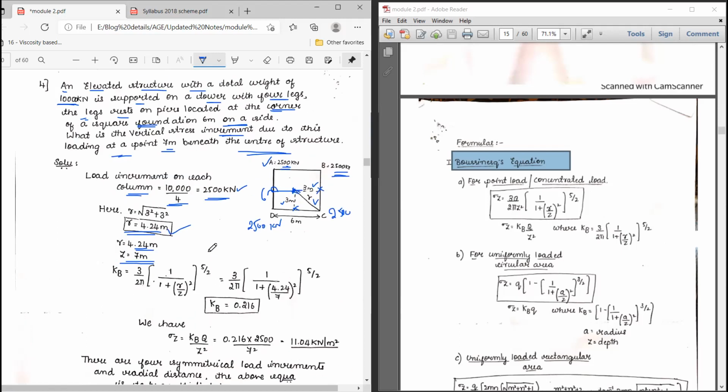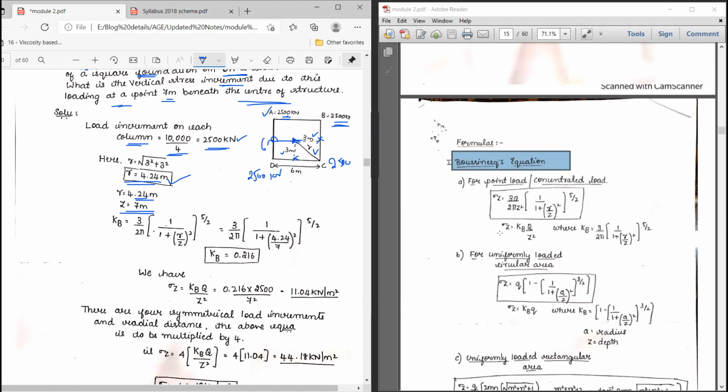You know that vertical stress can be calculated using the Boussinesq equation. In the right tab, you can observe this is the Boussinesq equation where K_b is given by 3 divided by 2 pi into 1 divided by (1 plus (r/z) whole square) to the power of 3/2. So first calculate K_b; all the values are available. r is 4.24 meter and z is 7 meter. All the values are available, correct? So calculate K_b.